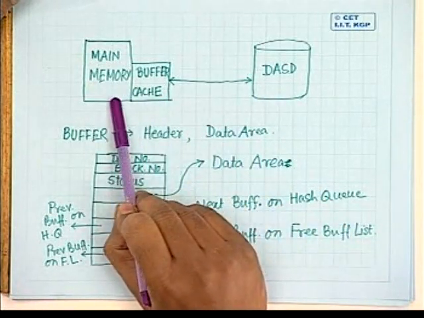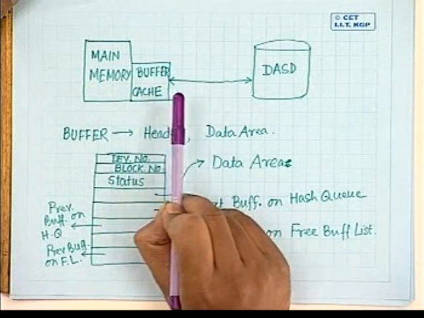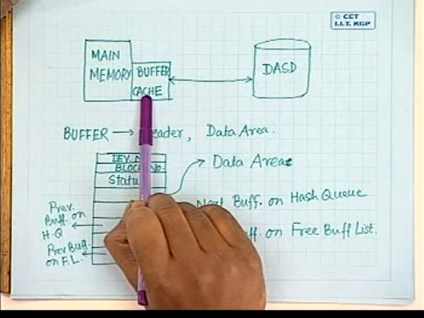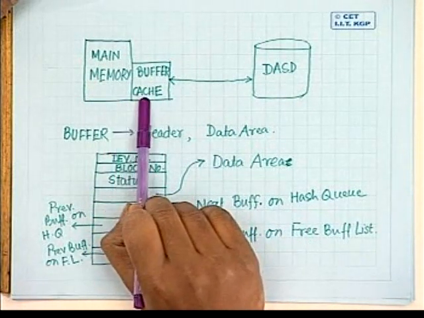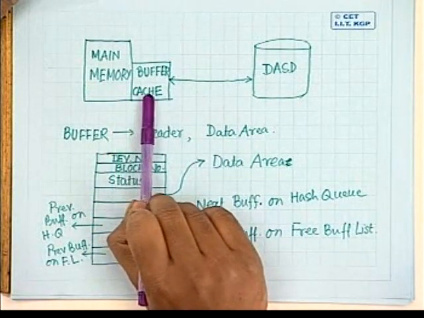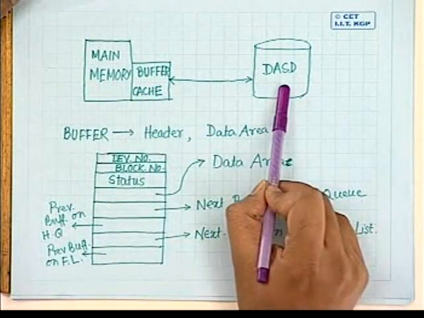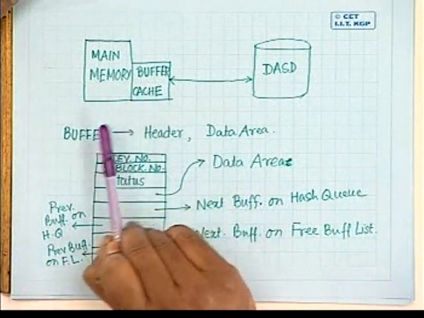So whenever any process requests data from a particular disk block, firstly it has to check in the buffer cache whether the data is available or not. If the data is not available in the buffer cache, then only it has to be brought from the disk and put into one of the buffer caches.